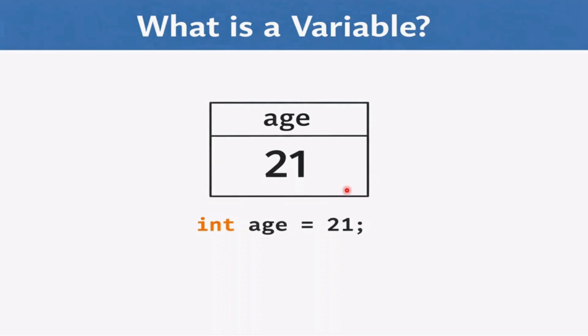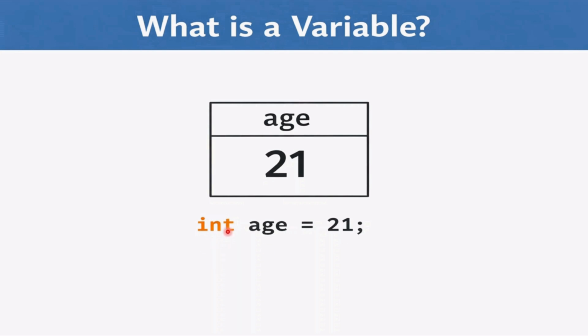Think of it as a simple box and the name of the box is age. And inside this box, we are storing the value 21. So in programming, this box is called a variable. int age = 21. In Java, we create this box using this line of code.